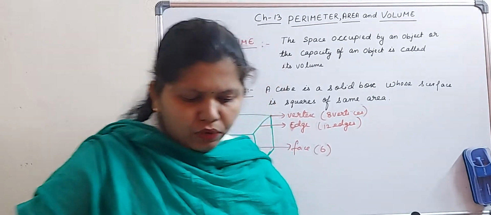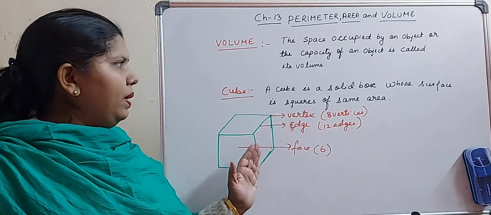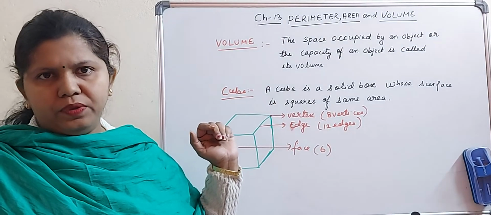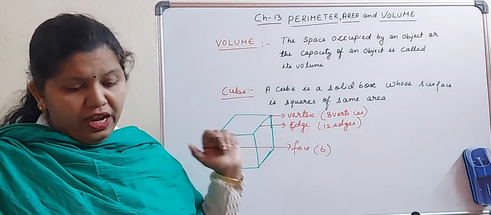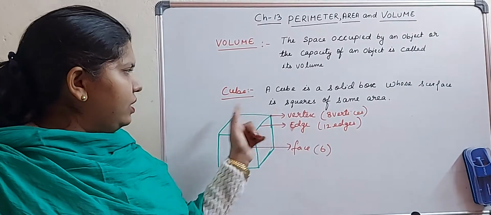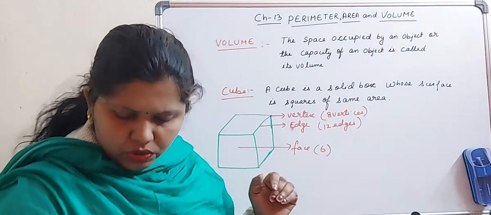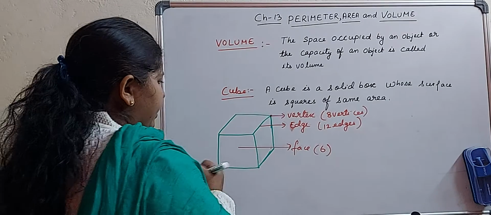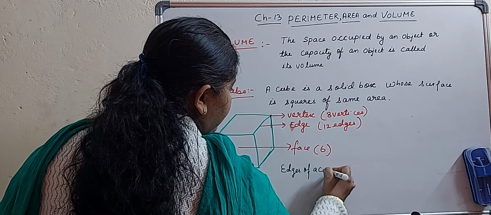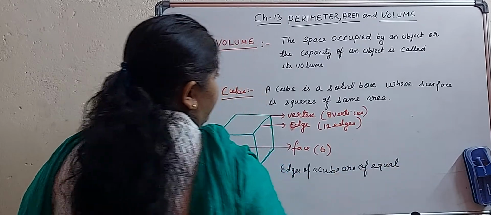Okay. Now how to take out the volume of this cube? See, a cube is what we have read the definition. Cube surfaces are squares of same area. It means the face of the cube has got equal edges. Means the edges of a cube are same, are equal in length. Okay. So we will write an important point here. Edges of a cube are of equal length.